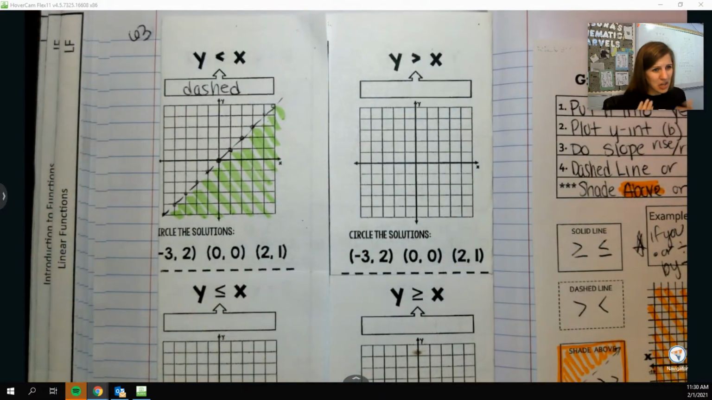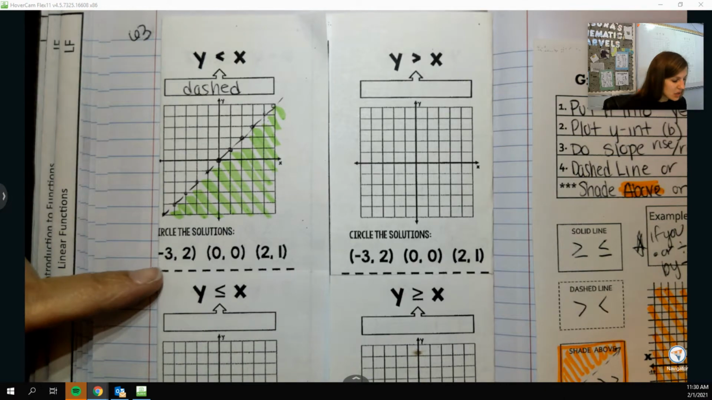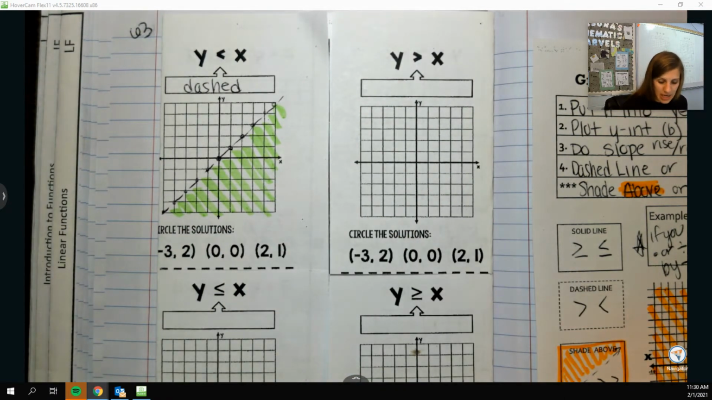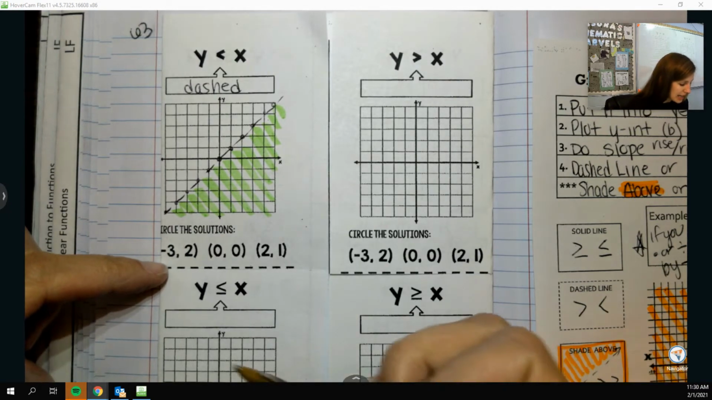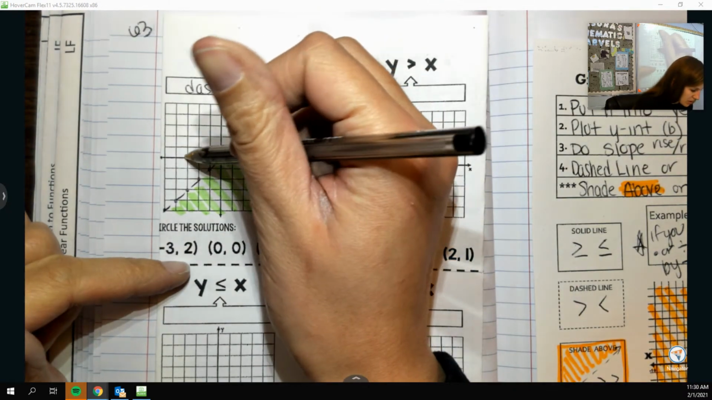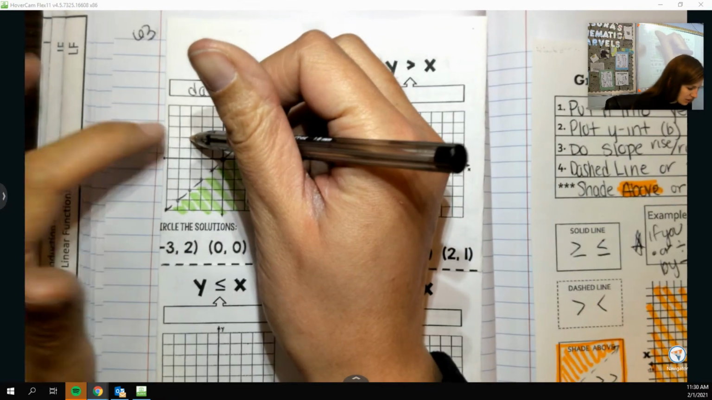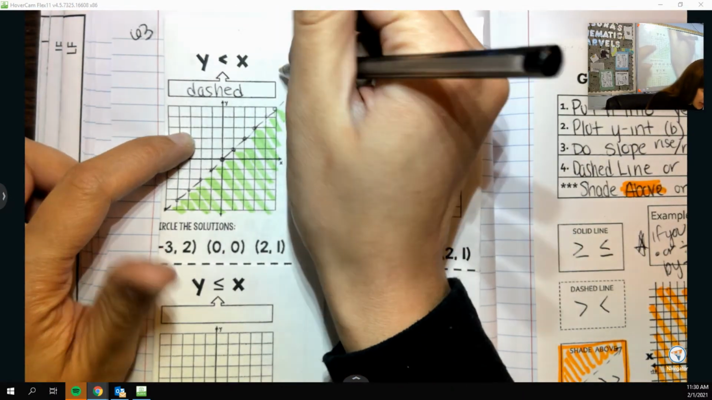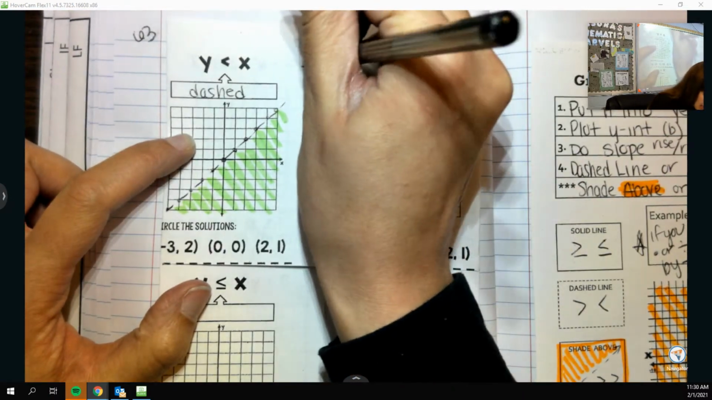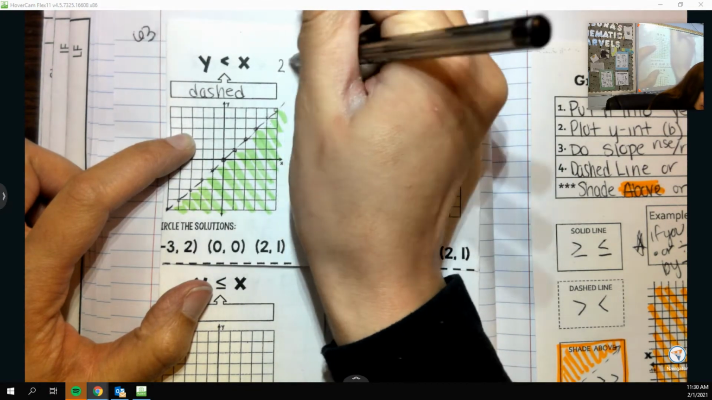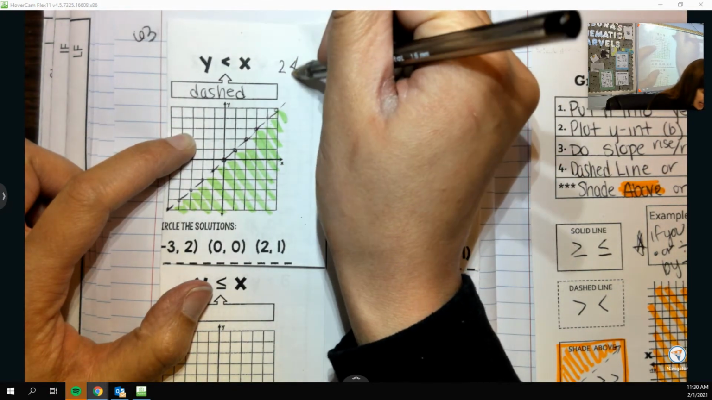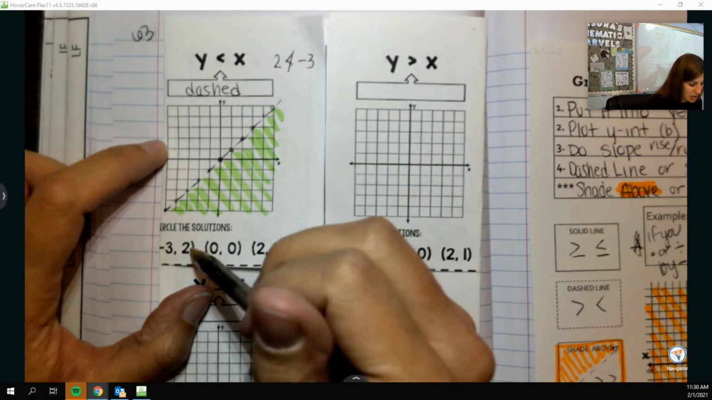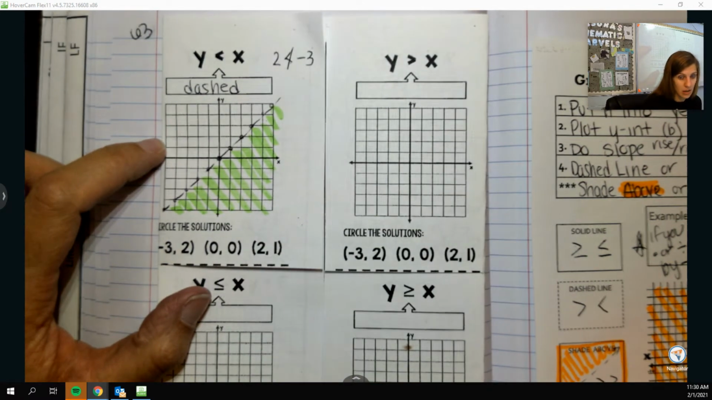But to feel really good about that, another thing we can do is see if points are part of the solution or not. So if I plot the point negative 3, comma 2, that is not part of the solution. I can also tell from the equation, if I plug in x for x and y for y, 2 is not less than negative 3. And it should not be in the shaded region either. So it is not a solution.